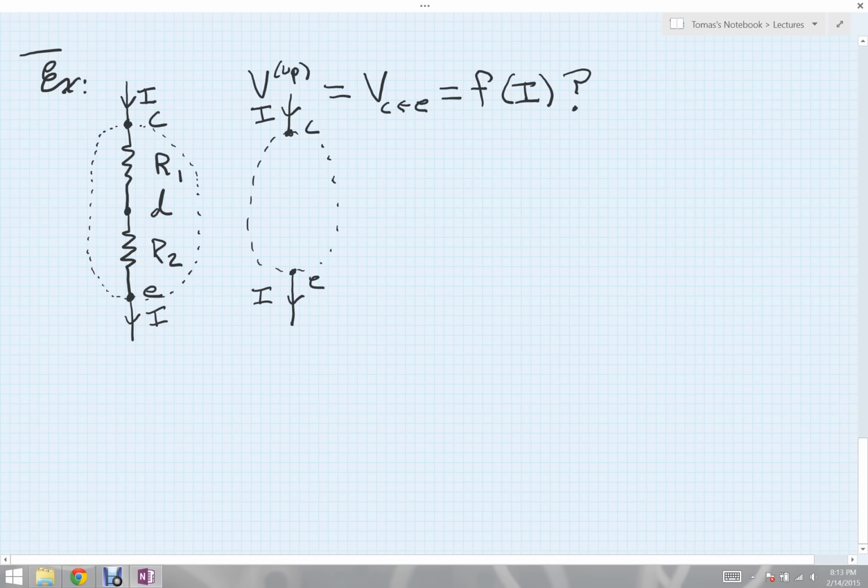Well, to analyze this, we can use what we know about voltages. The voltage going from E to C is the sum of the voltage going from E to D and then from D to C. So that is the voltage to get to D from E, and then the voltage to get finally to our destination C from D. And those voltages, we know, depend upon the current flowing through each of these resistors.